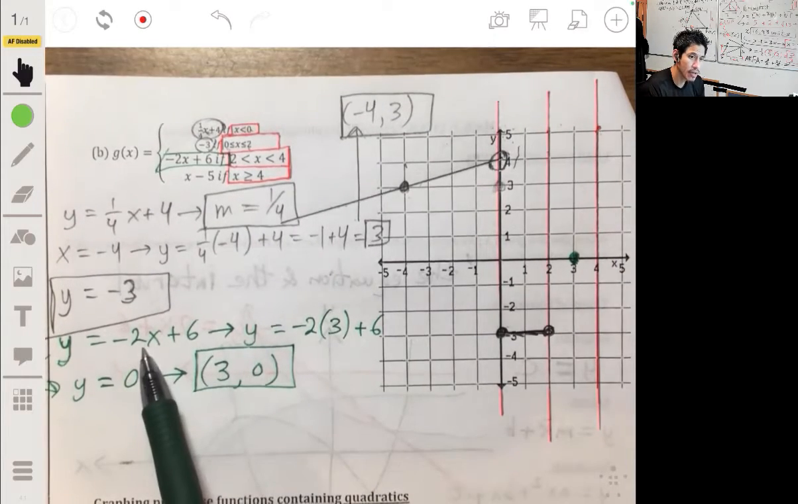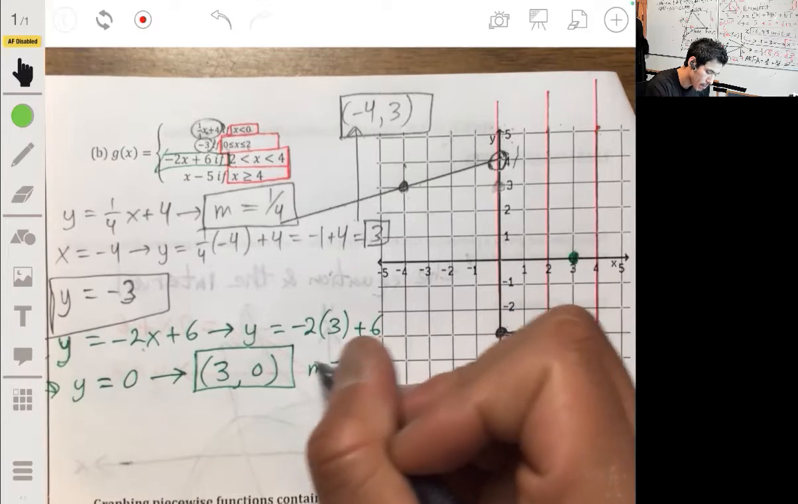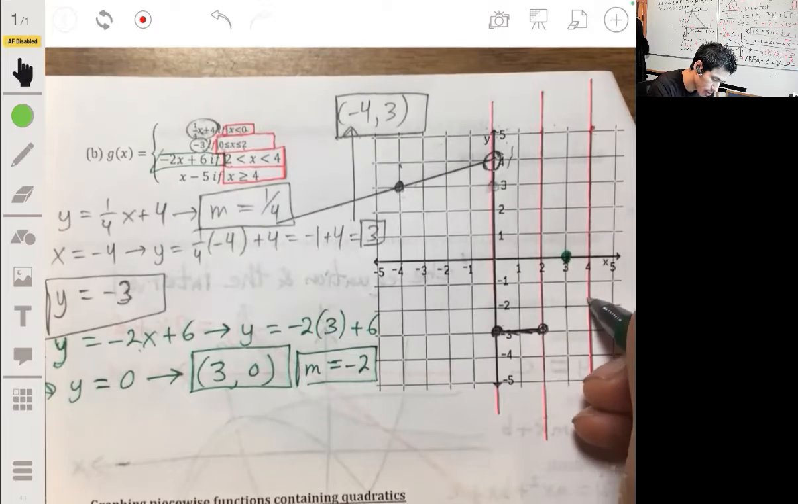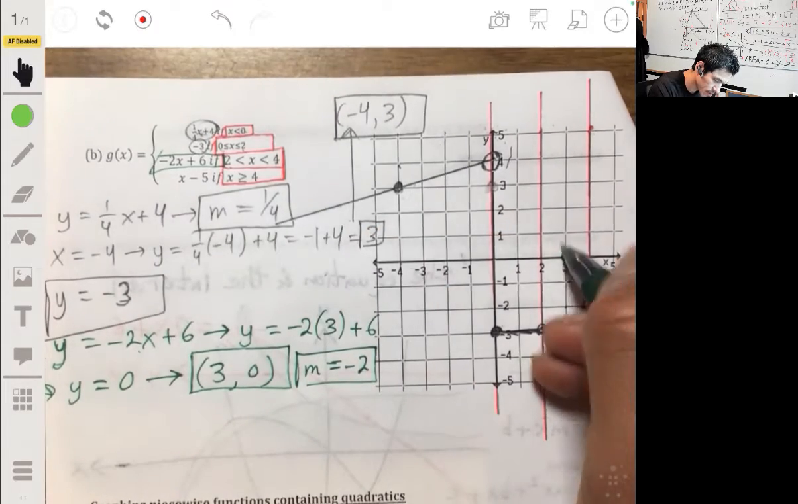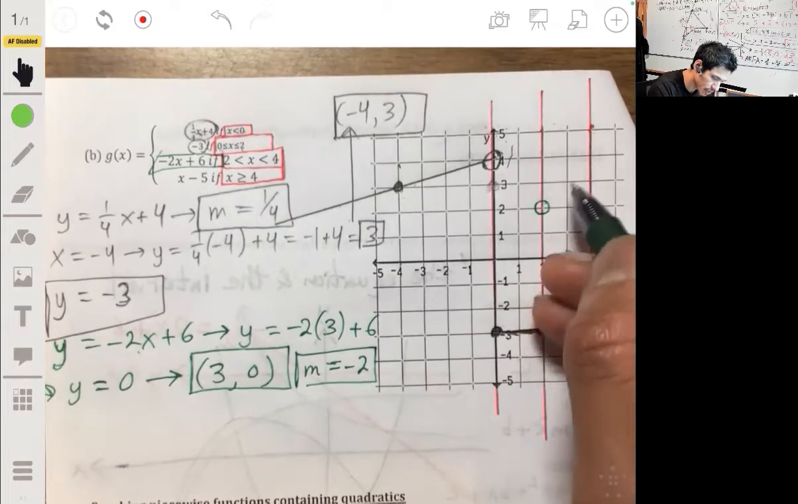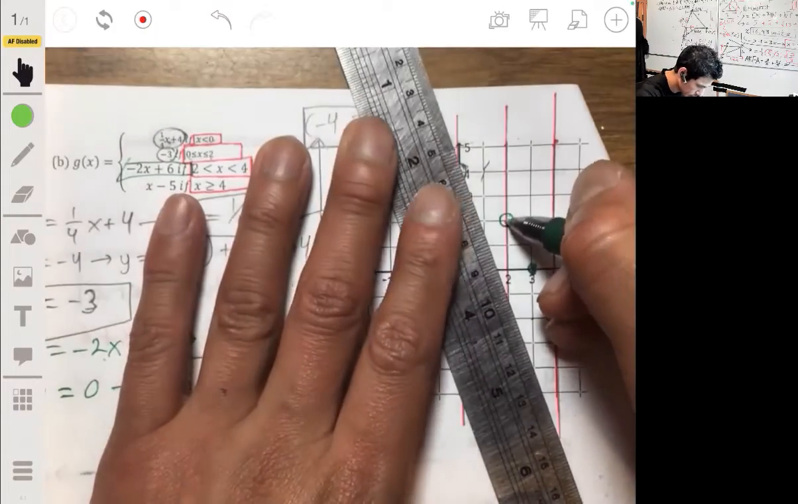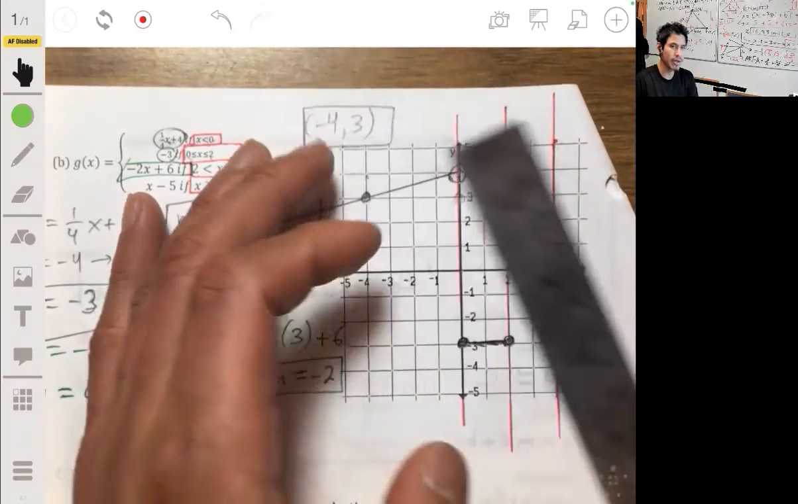This is linear. Slope of -2. So down 2 to the right 1, open circle because we're not including 4. Follow this pattern to the left, open circle over here because we're not including 2. Use the world's best ruler to connect them. We got a nice graph.